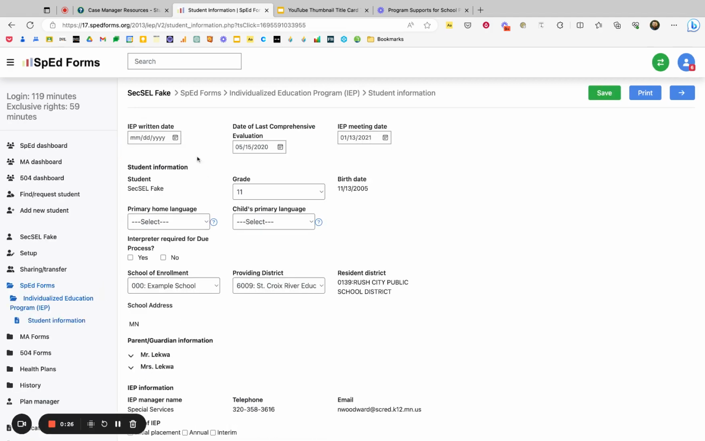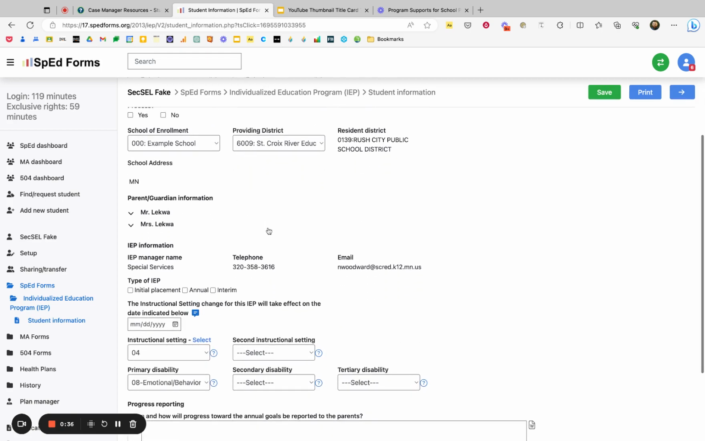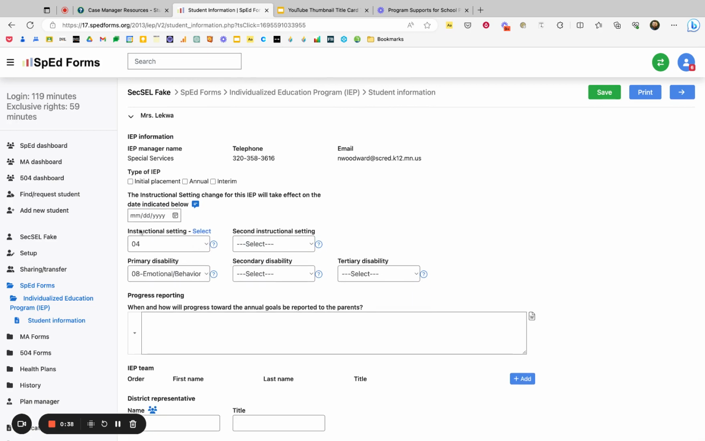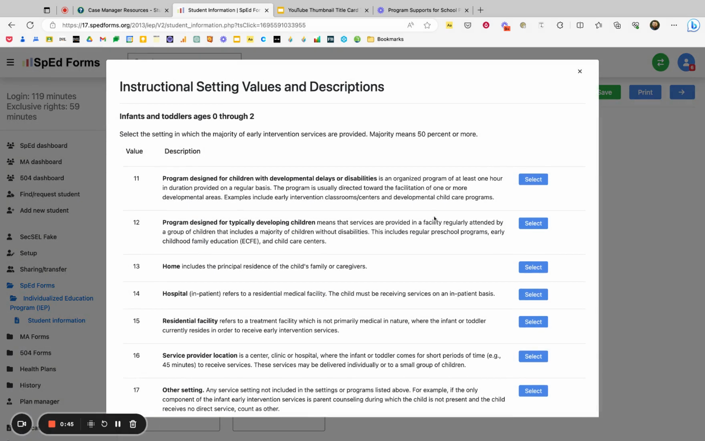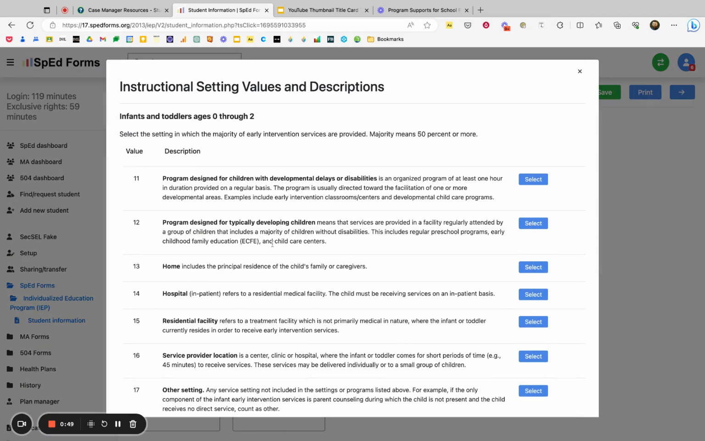And like I said, there is the date the IEP was written, date of the last evaluation, the student's grade level, their home language, where they're enrolled, what the district is. But when we get down to instructional setting, special education setting, you can see if I just click select, there's a description here.